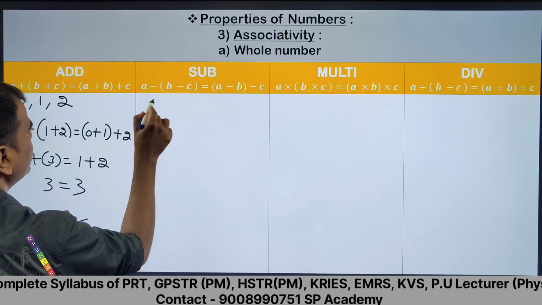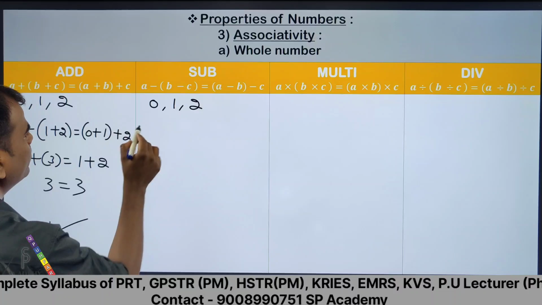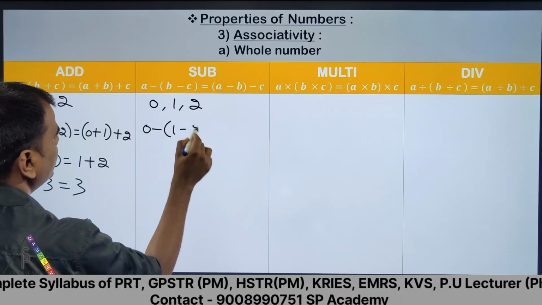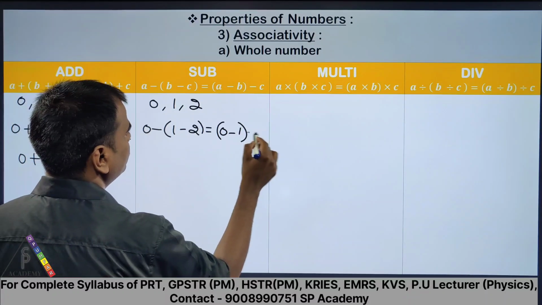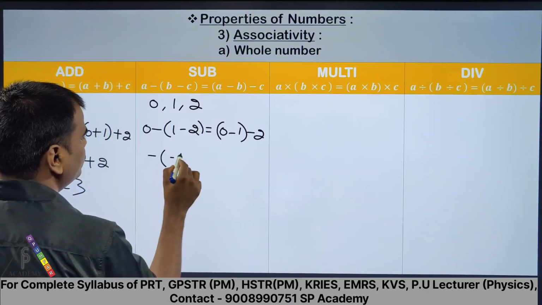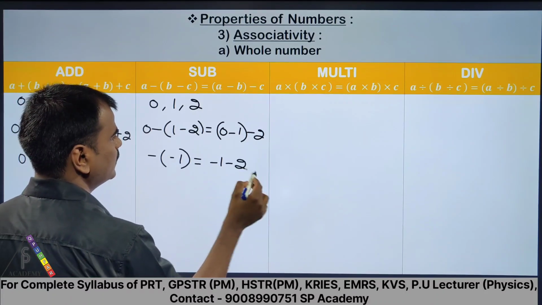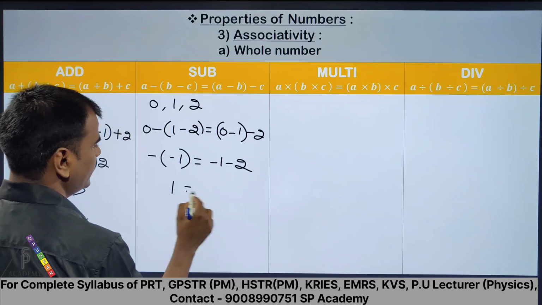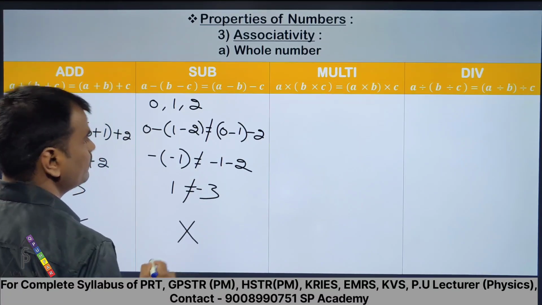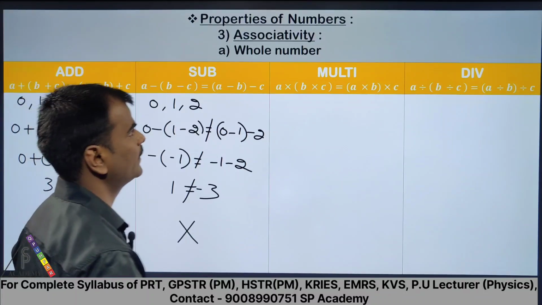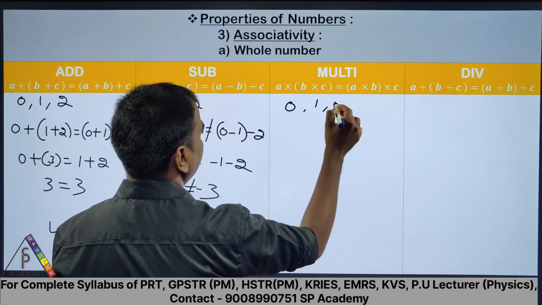Similarly for subtraction, 0, 1, 2 as A, B, C. 0 minus of 1 minus 2, then 0 minus 1 minus 2. Therefore 0 minus of minus 1 is 1, and minus 1 minus 2 is minus 3, which is not equal. Therefore subtraction is not valid for associative property for whole numbers. Next multiplication, I will take the same numbers as A, B, C.